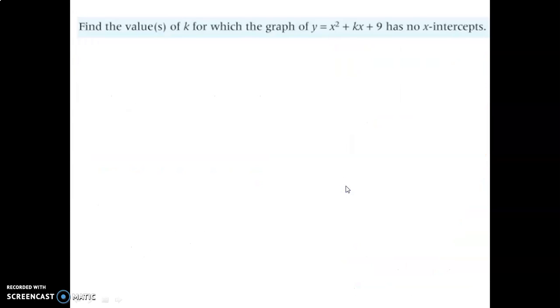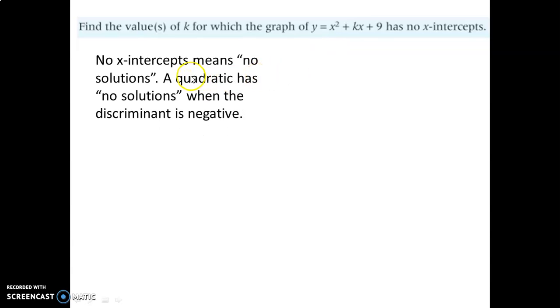Great, okay, you're ready to look at one like this. We're going to look at the ones where we have an equation with a k in our standard form quadratic, and we want to see when this one has no x-intercepts. If this one has no x-intercepts, that means it has no solutions. And a quadratic that has no solutions occurs when the discriminant is negative. So set up a discriminant for this that shows that the discriminant is negative.